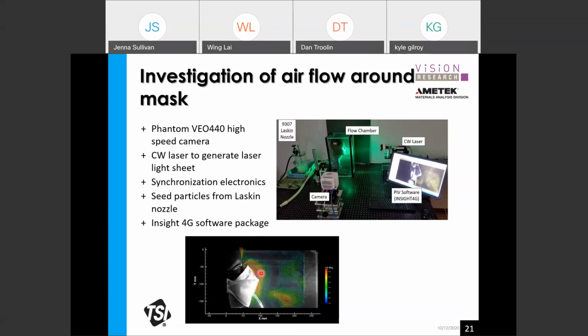And again, the different color represents different velocity magnitudes. So this area is showing that there's a lot of air actually getting inside into the mask. So again, the high-speed cameras allow us to do this kind of investigation to find out exactly how the flow behaves, and also how it can change with respect to time.